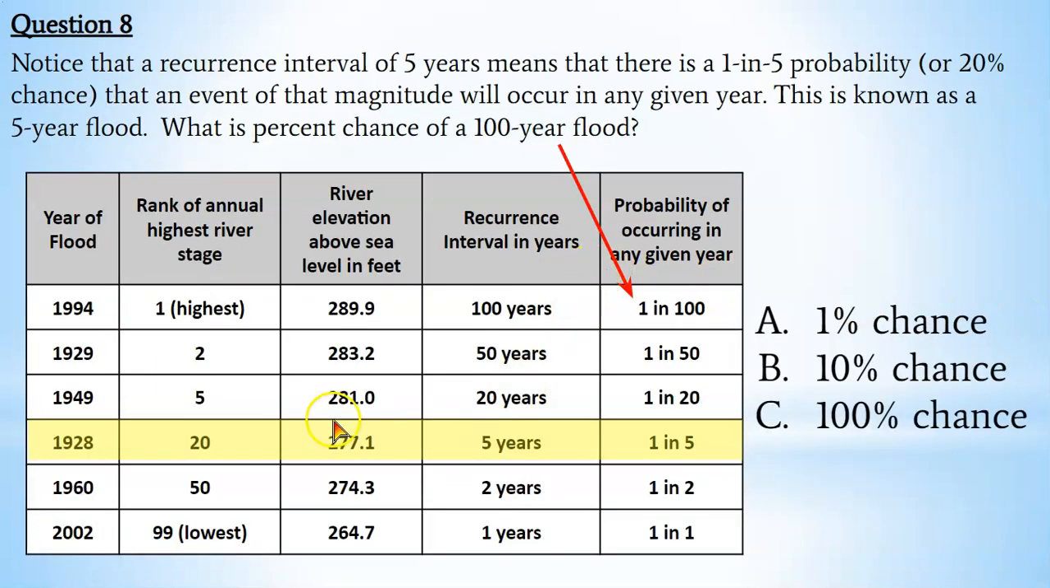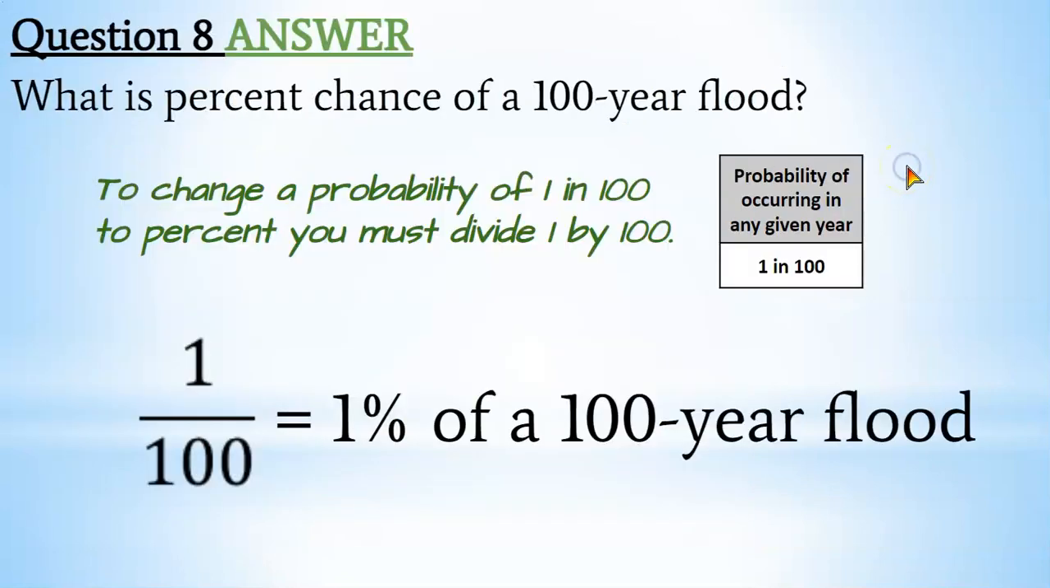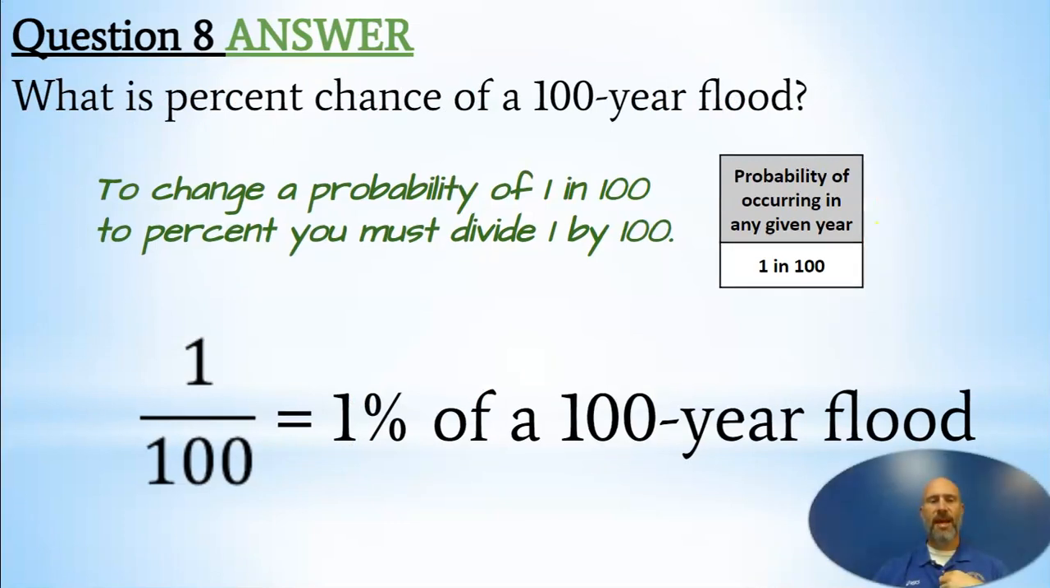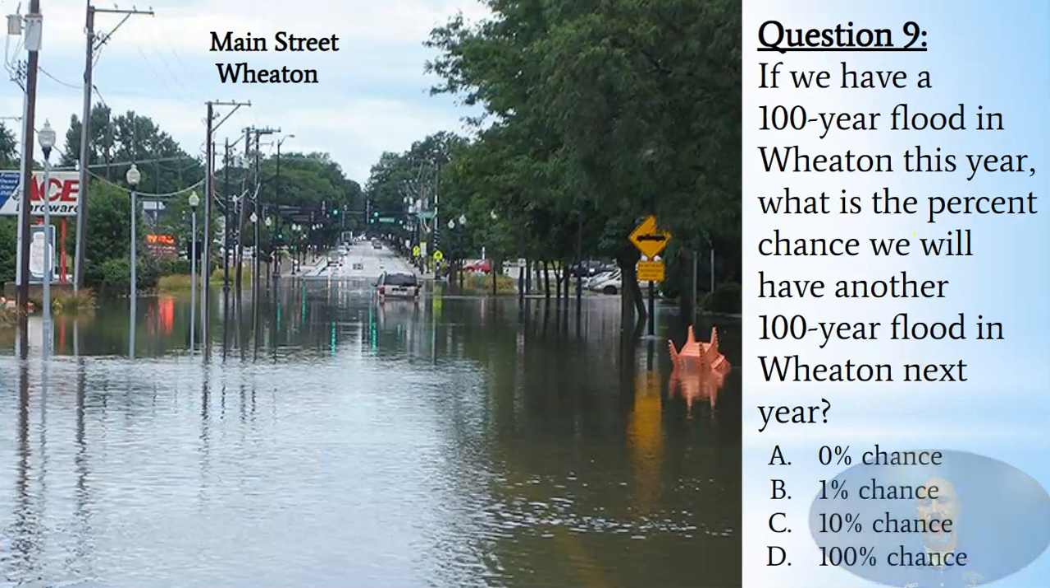Now this one, notice that the recurrence interval of 5 years means that it's a 1 in 5 probability, which is a 20% chance. It's 1 divided by 5. Okay? So that's a 5-year flood. What's the percent chance of a 100-year flood? Okay, the answer here should be a 1% chance, because if it's 1 in 100, 1 divided by 100 is 1%. So every year there's a 1% chance of that flood happening.